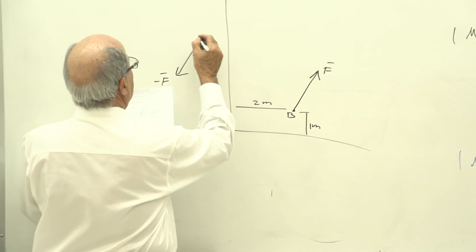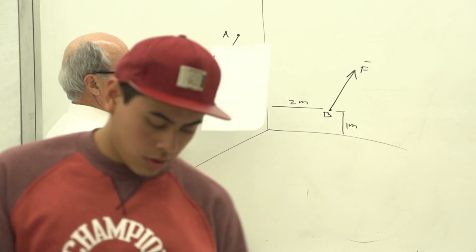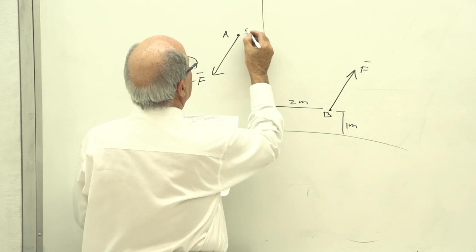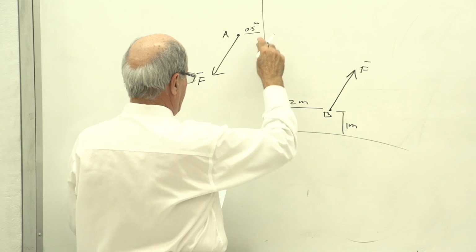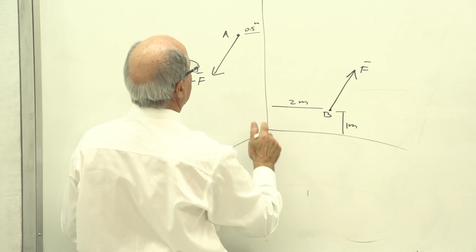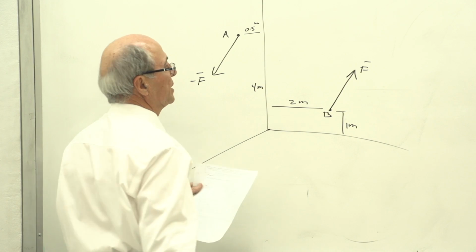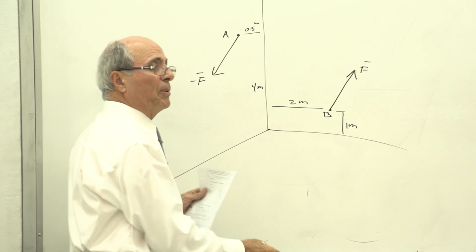And then let's find out the location. This is our point of application at A and B. And then let's say that this is not to scale again. This is 0.5 meter. And this height is given as 4 meters, from there to here. Is this a couple or not?